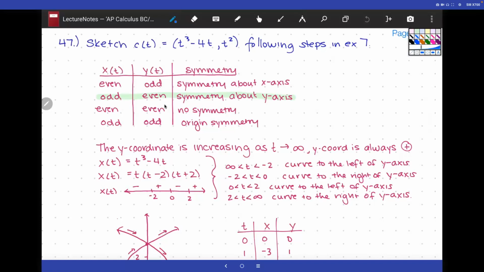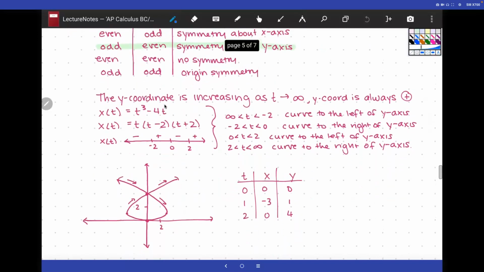If we look at the problem that we're given, x of t is odd, and y of t is even. So that's why I'm highlighting that one in green. So we're going to get y-axis symmetry. It's just something to be looking out for. Then they must have done something about just looking for trends. If we take a look, as t increases, the y-coordinate is going to increase, and it's always going to be positive. So that also tells us a little bit about what this thing is going to look like.